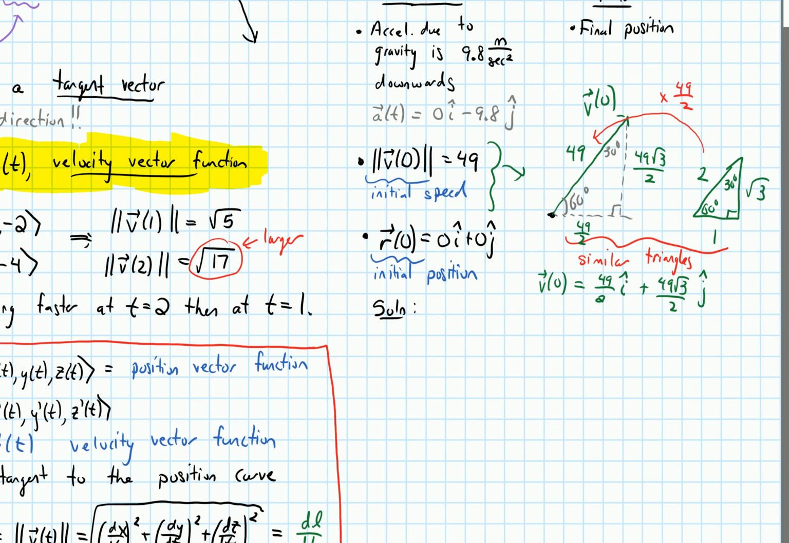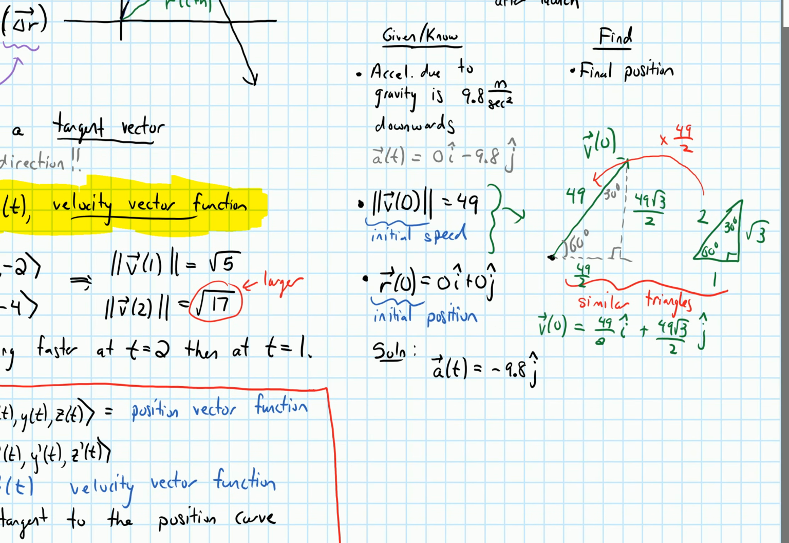My starting point is going to be to use my acceleration function. So a of t is equal to negative 9.8 j hat. We have this acceleration function. Because my ultimate goal is to find the final position, we are going to need to get r of something. We need to get the position function. That means we're going to need to take some antiderivatives if I'm going to want to get from acceleration to position. If I take the antiderivative on the left-hand side, we get velocity.